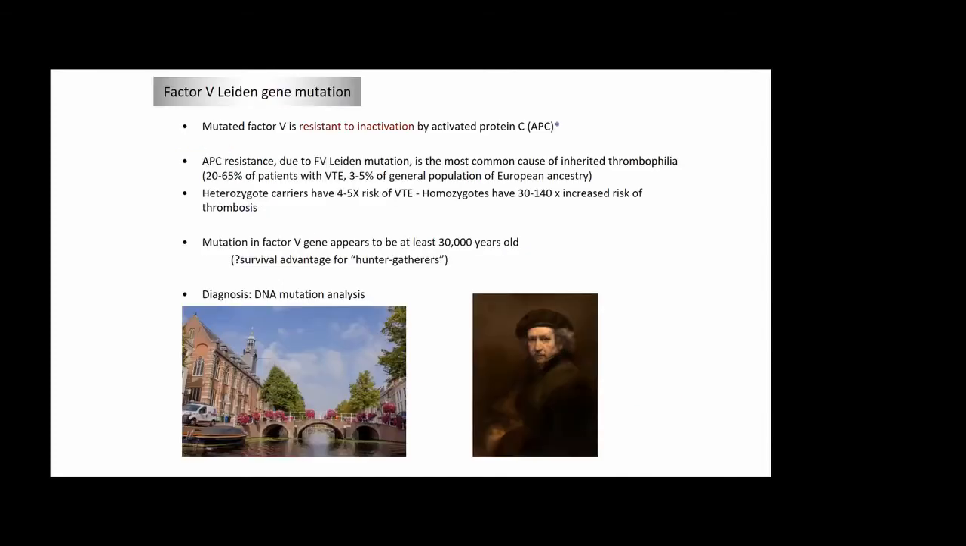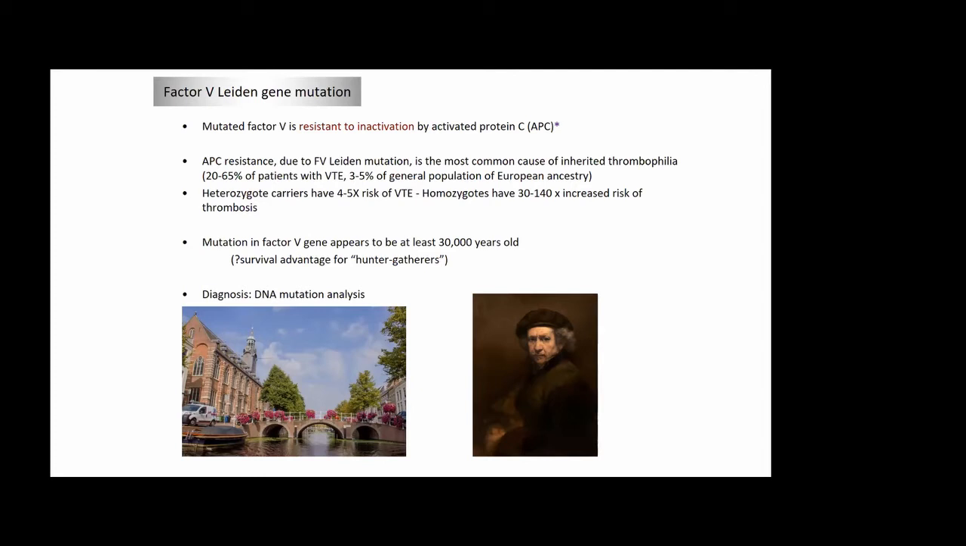So factor V Leiden is the most common of all of those five. It was discovered in Leiden in the Netherlands. Leiden is home to one of the oldest and most eminent, or so I understand, universities and medical schools in Europe. And I think this building is part of that university. And the picture is pretty because of the canal and the bridge and the flowers. And Rembrandt was born in Leiden. And that's a pretty big deal, I think.